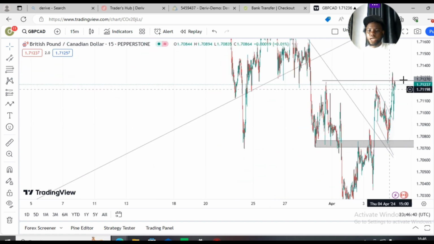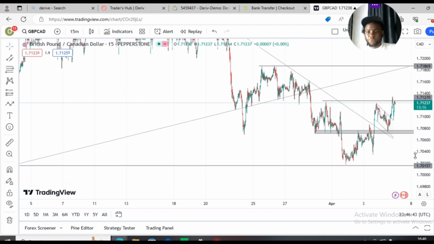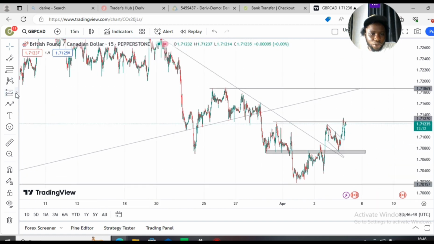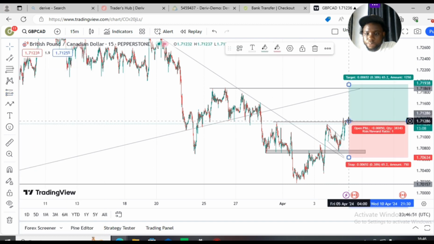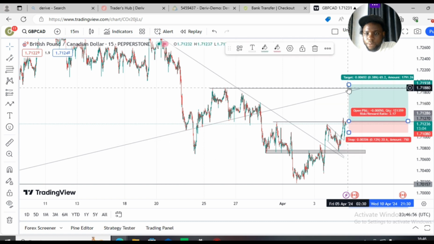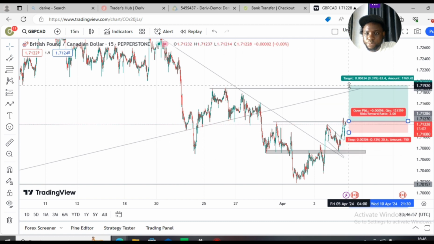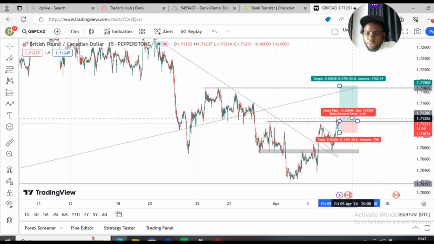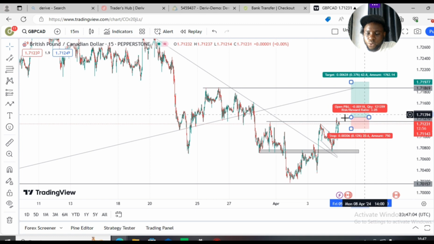Unfortunately, I was anticipating a buy on this GBP card. Possibly if price can break above our neckline here to give us a buy to the upside, targeting about 60 pips in profit. Yeah, that's a good one for a swing trade. Yeah, partial profit as well. But ideally, you see what happened.